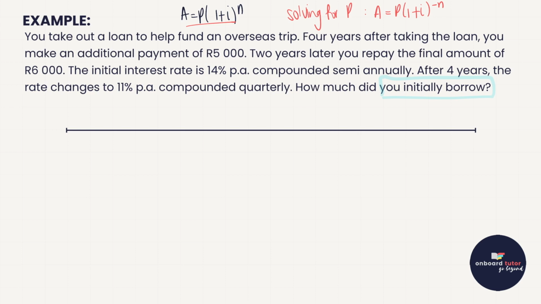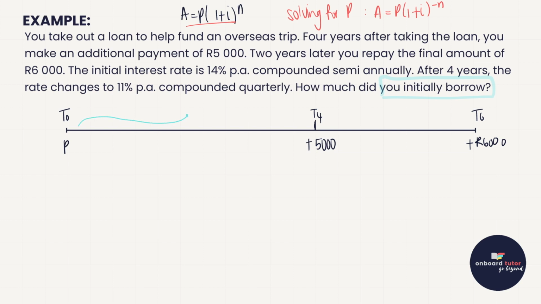So here's our timeline. At T0, we are going to borrow some money. Then 4 years later, so that's T4 there, we are going to pay back some of that money, so 5,000 Rand. And then finally, we're going to be done with this loan here at T6 when we pay the last 6,000 Rand. Okay, then we just got to get our interest rate in.